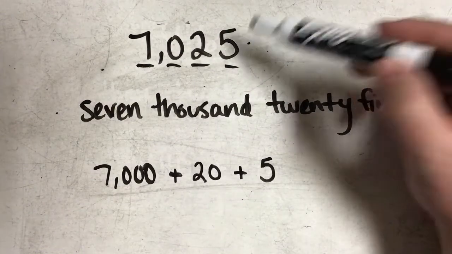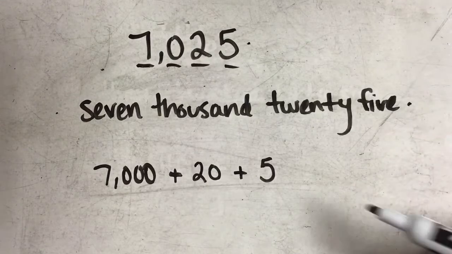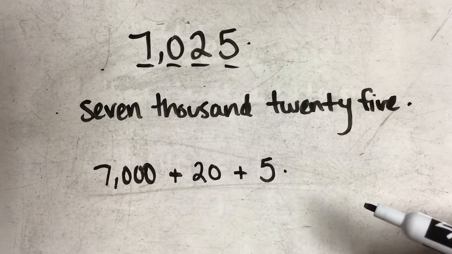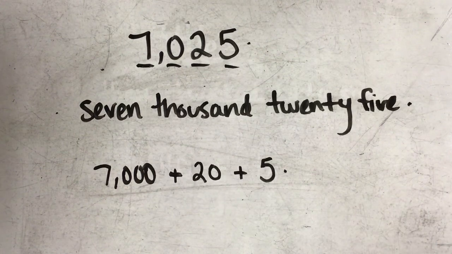So we have standard form, we have word form, and we have expanded form. And those are just some of the different ways that you can represent numbers.